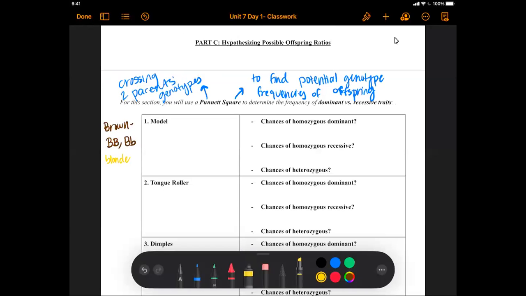Yeah, we have to have two lowercase b's in order for that recessive trait to be seen. But can someone tell me, we have one lowercase b here, but we still said that that would be brown hair. Why is that the case? Why is this heterozygous dominant not blonde?